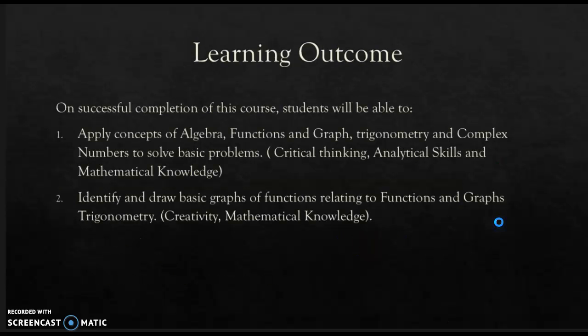The course learning outcomes: there are two basic learning outcomes for the course. On successful completion of this course, students will be able to apply concepts of algebra, functions and graphs, trigonometry and complex numbers to solve basic problems. The second learning outcome is to identify and draw graphs of functions relating to functions and graphs and trigonometry.